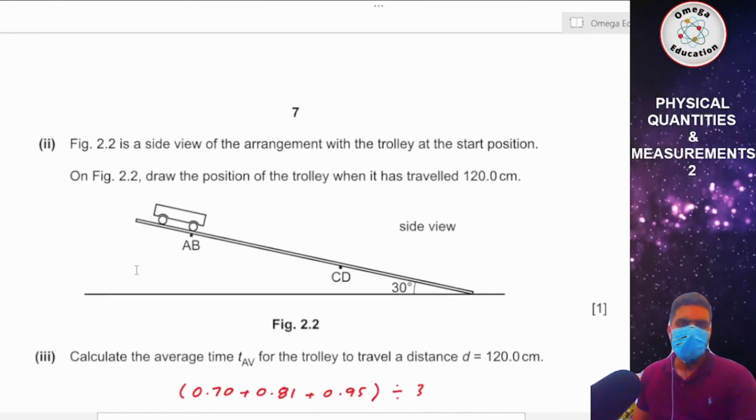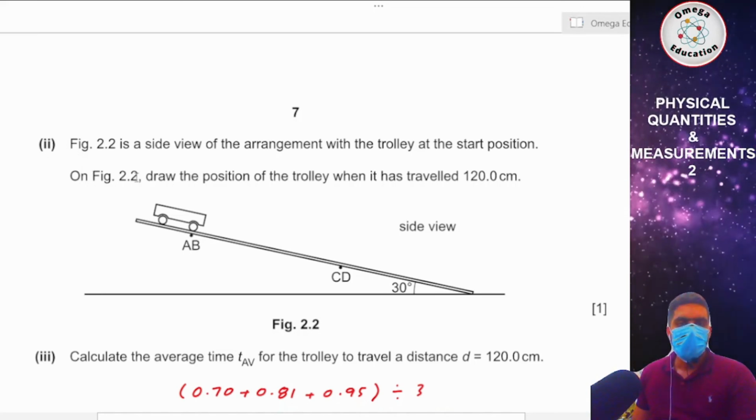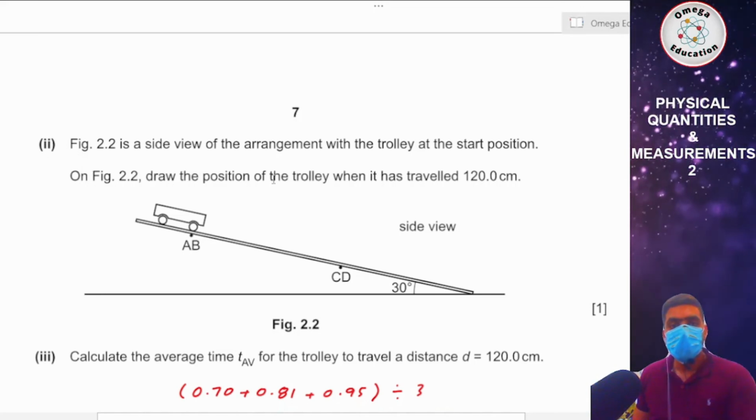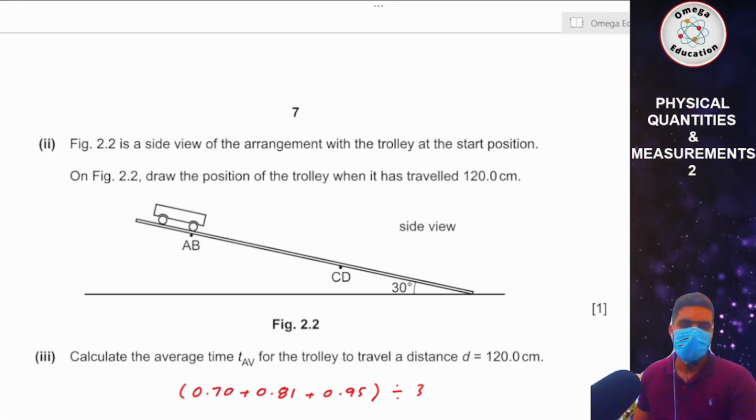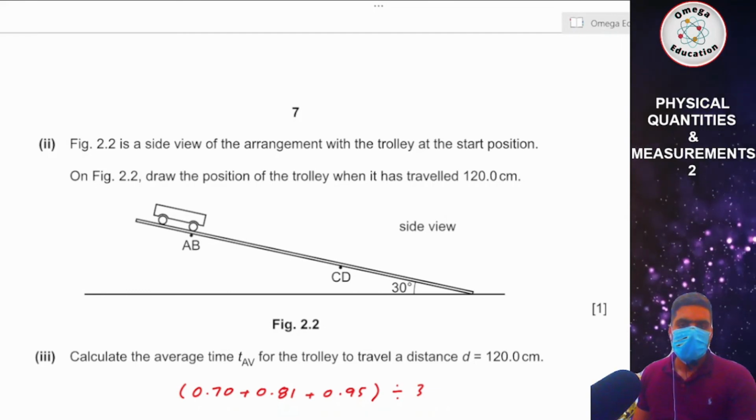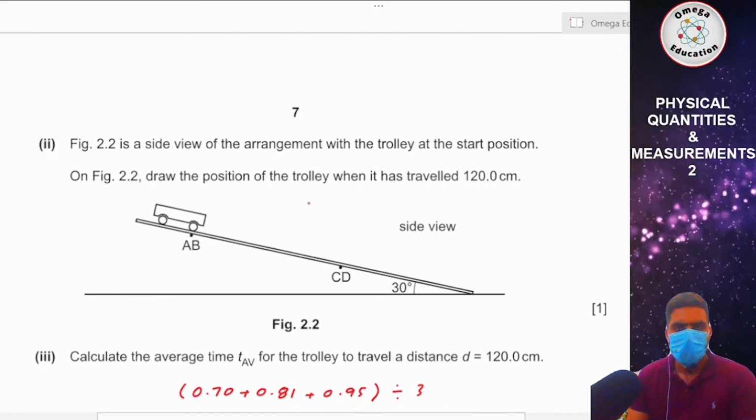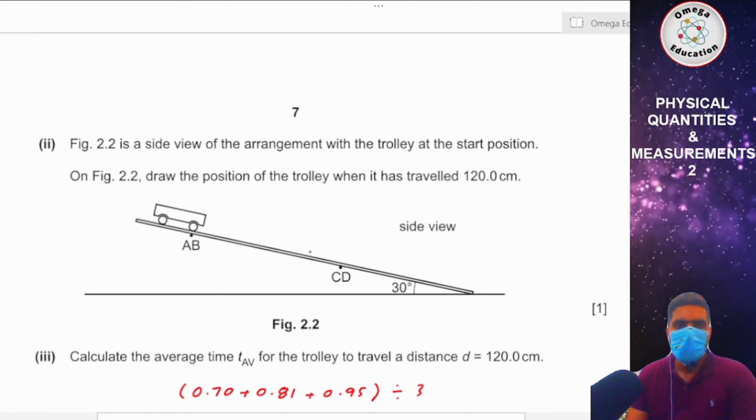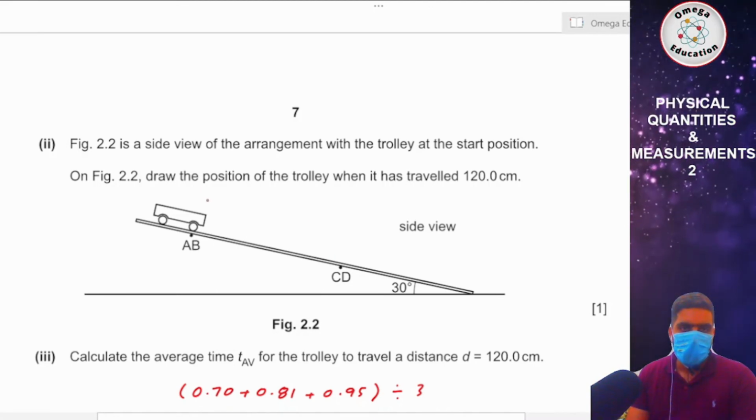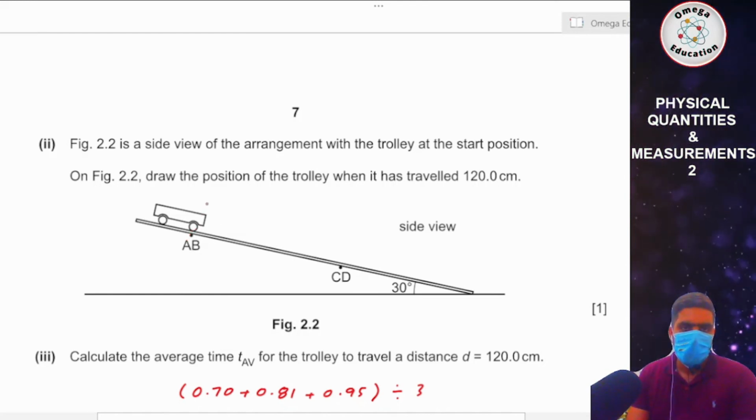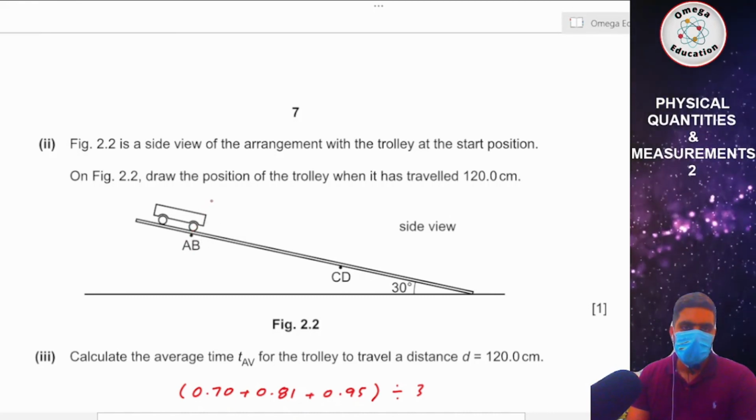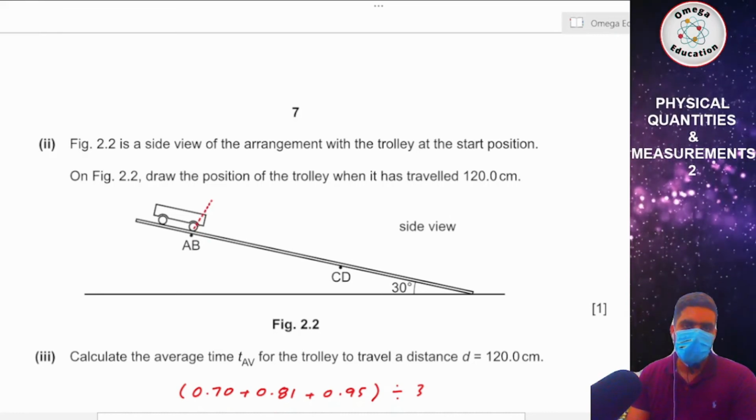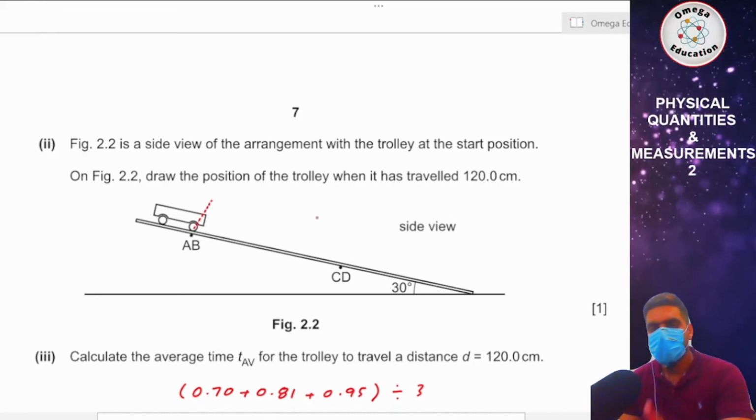Yeah, part 2 was there. On figure 2.2, draw the position of the trolley when it has traveled 120 centimeters. This is another one where the students would commit a mistake. When the trolley was at the starting position AB, the front wheel of the trolley is at the point AB, or on the line AB.